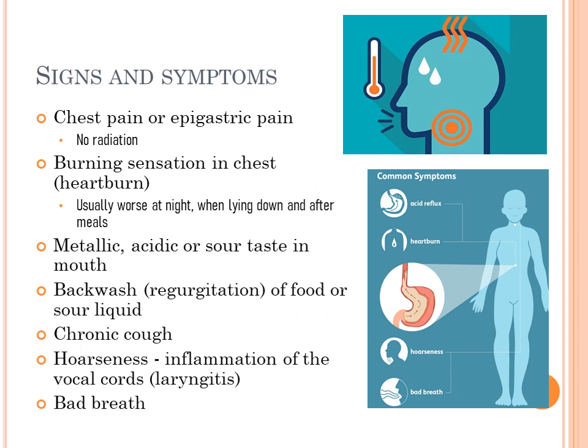The signs and symptoms that a patient may present with are chest pain or epigastric pain. On further questioning and history, the patient will clarify that there is no radiation of the pain to any other part of the body. Another common presenting complaint is a burning sensation in the chest. This is usually worse at night, when lying down, and after meals. They may also complain of a metallic, acidic, or sour taste in the mouth, regurgitation of food or sour liquid, chronic cough, hoarseness, and bad breath.